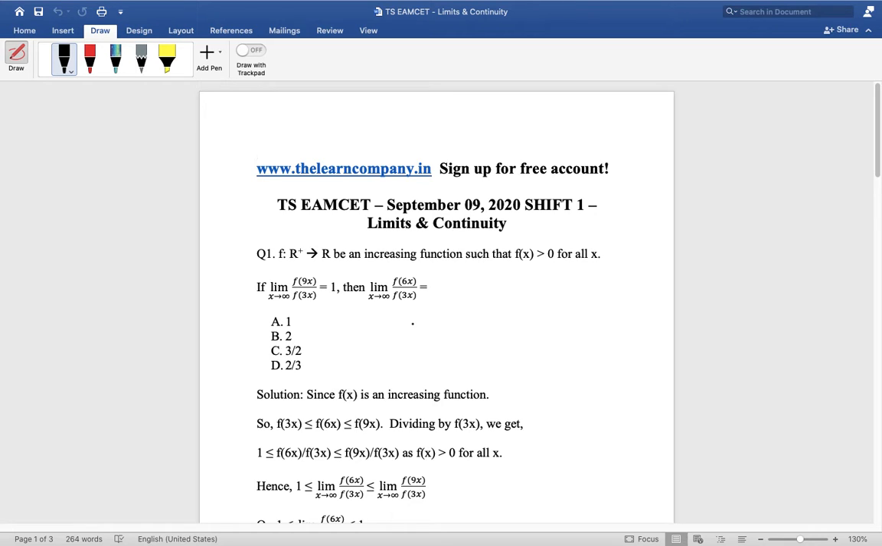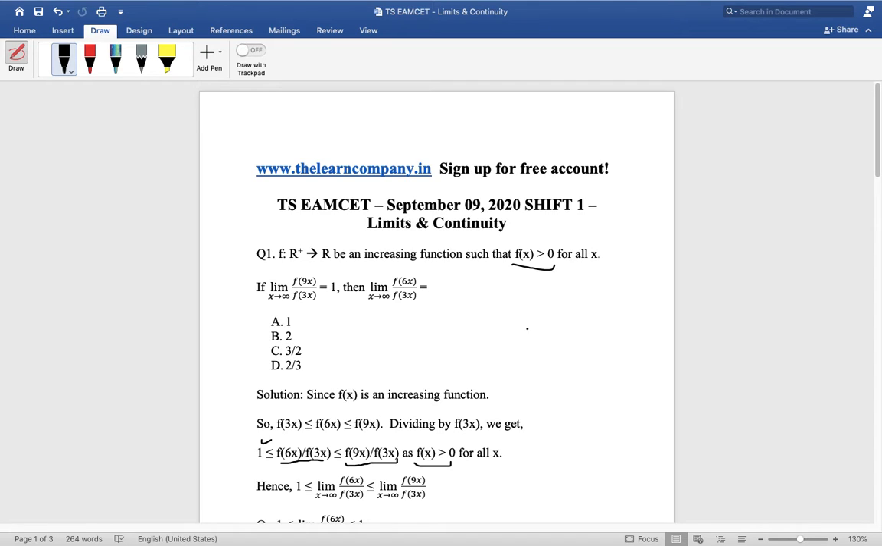So in this problem, since f of x is an increasing function, we can write f of 3x is less than or equal to f of 6x is less than or equal to f of 9x, okay? We can easily say that because f of x is an increasing function for all x. And when I divide by f of 3x, what will I get? f of 3x by f of 3x, which is 1, and f of 6x by f of 3x, which is what I want to know, and f of 9x by f of 3x. So the signs will stay the same because f of x is always positive for all x. It's given to us in the problem.